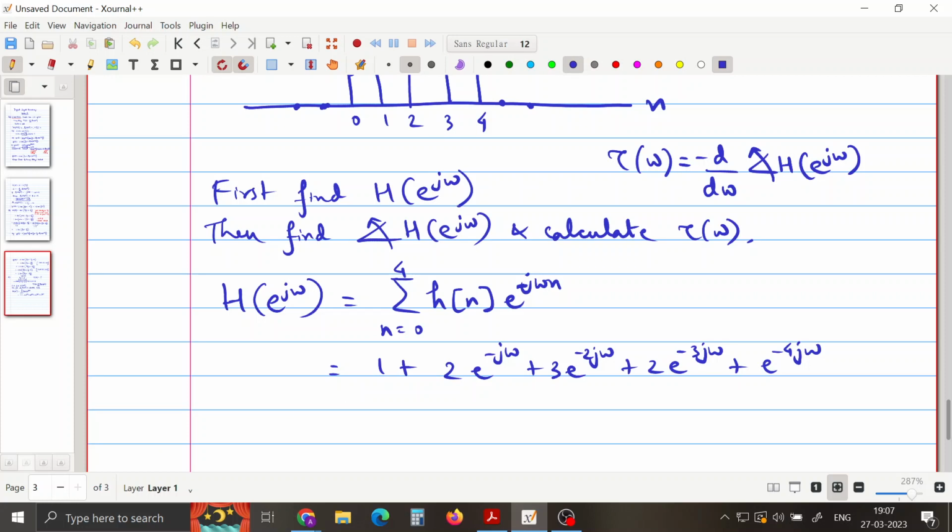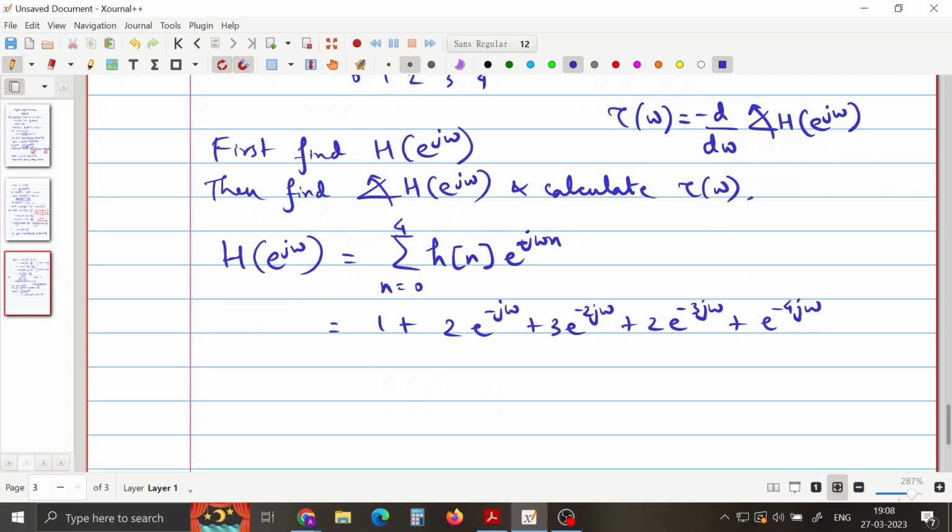This is a capital H of e power j omega, the frequency response. Now the next step would be to compute its phase. If we try to compute the phase, wouldn't it be a very big expression? Of course you can simplify it, but that simplification won't be observable straight away.